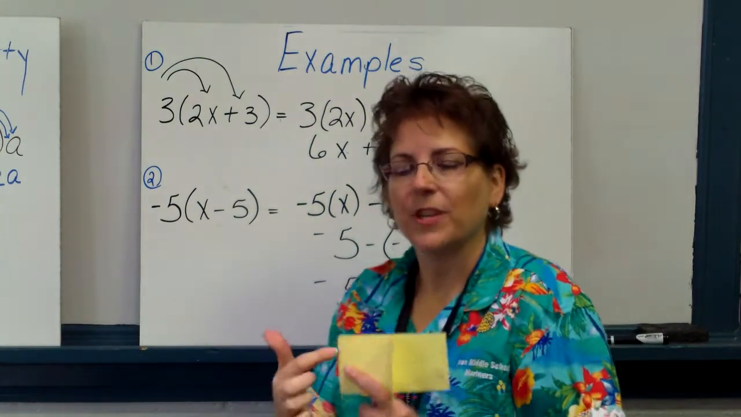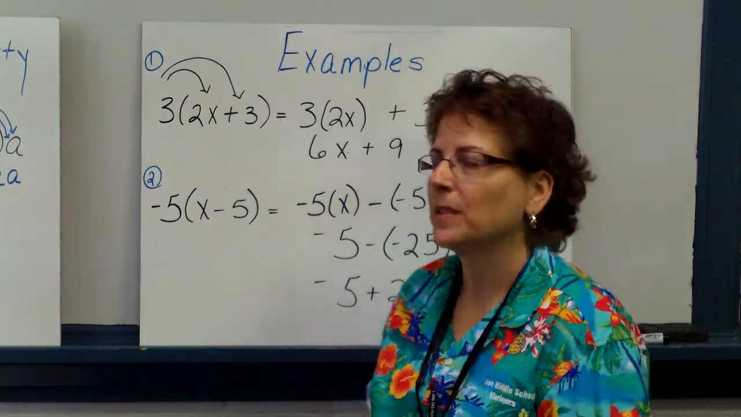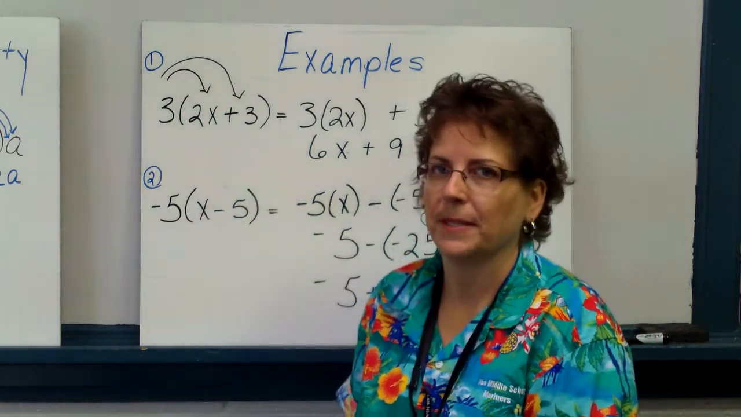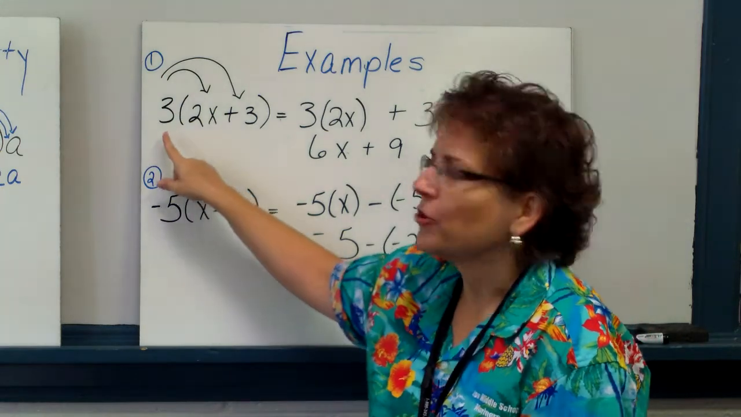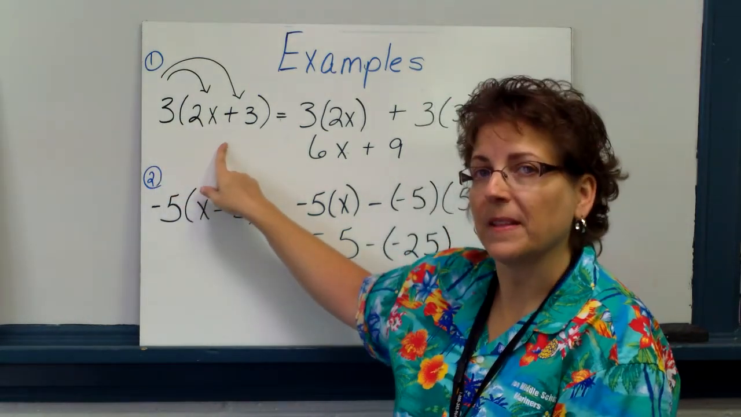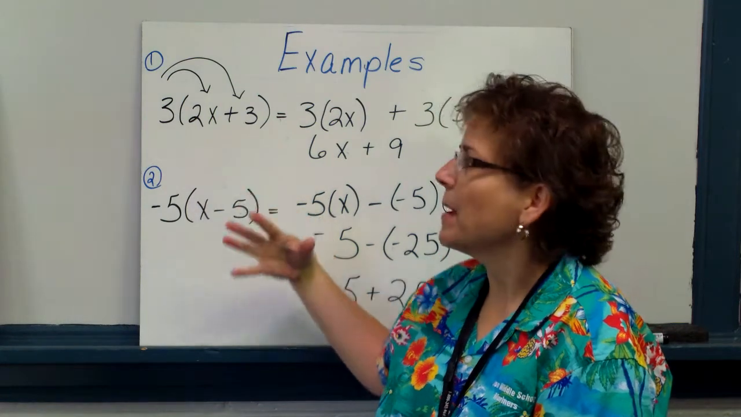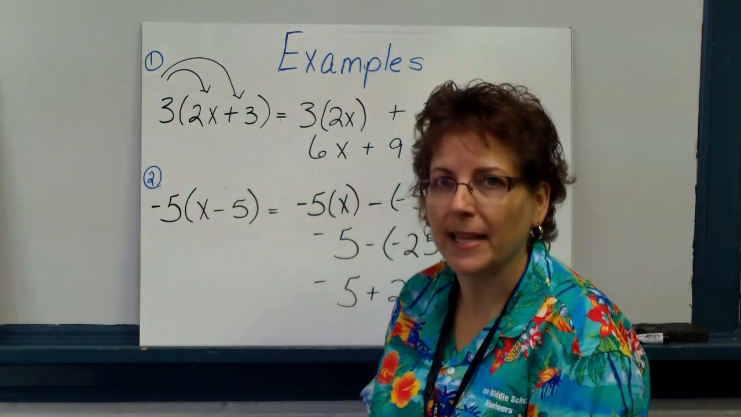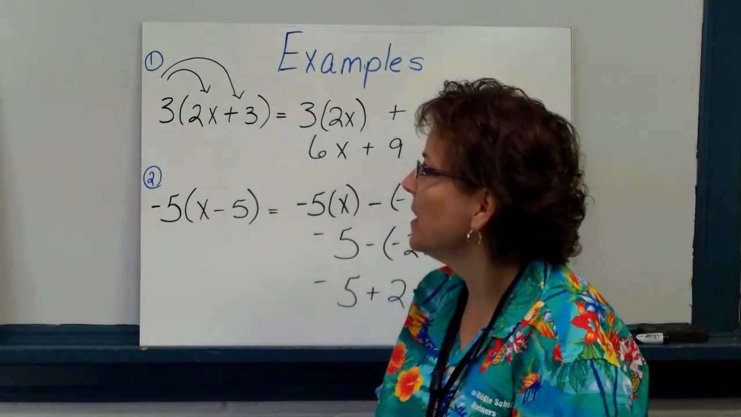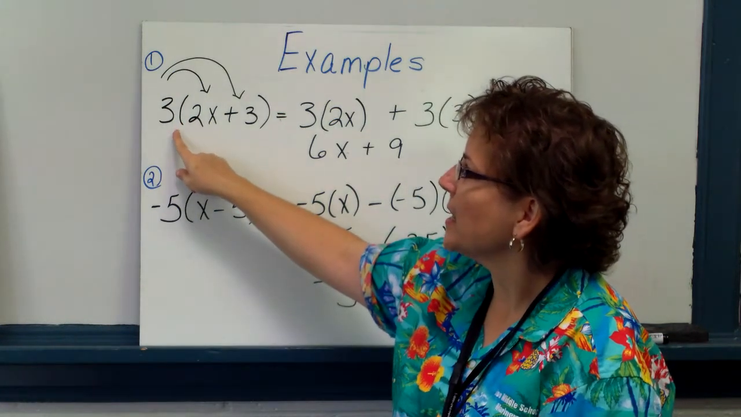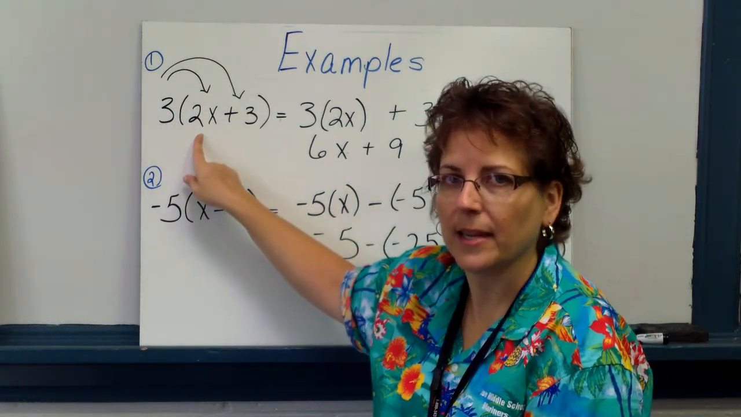So go ahead and write underneath your foldable. I want you to write examples, and here's the example for number 1. We're distributing this 3 through the parentheses. And this is where you're going to have to remember all of those rules about multiplying when you've got positives and negatives. But right now we've got 3 that we have to multiply times the 2x.